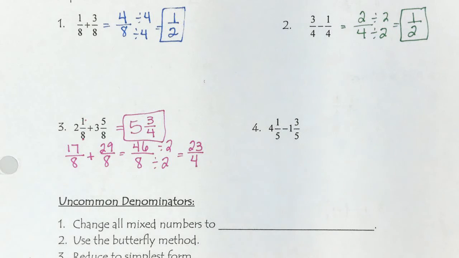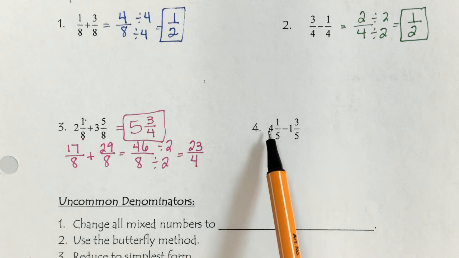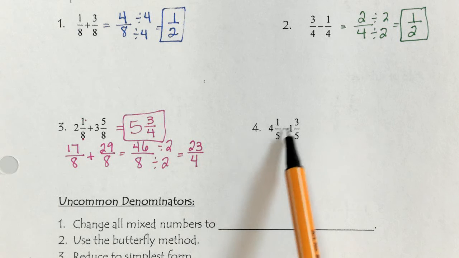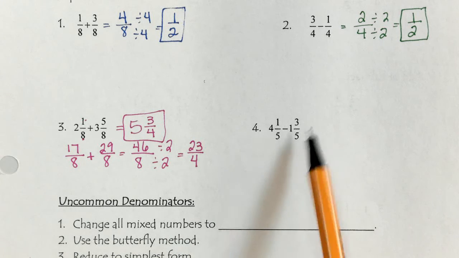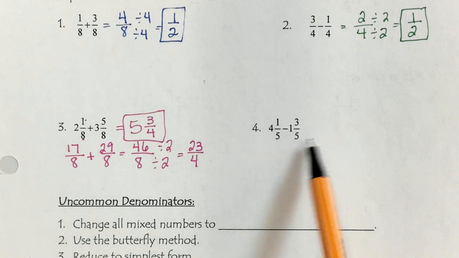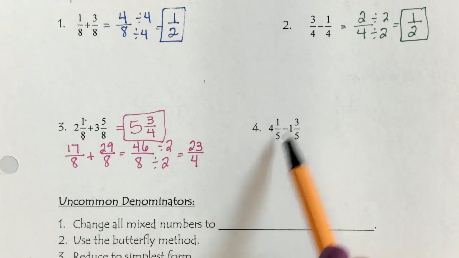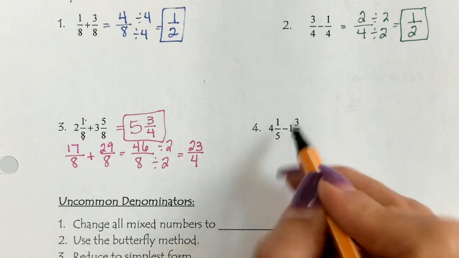And our last one, and this is one of the reasons why I get you to change your mixed numbers to improper fractions, because a lot of people will do this. They'll go, oh, 4 minus 1 is 3, and then 3 minus 1 is 2. You can't do that. You can't subtract backwards. So if you change these to improper fractions, that takes away all of that borrowing and renaming. So just make them improper.